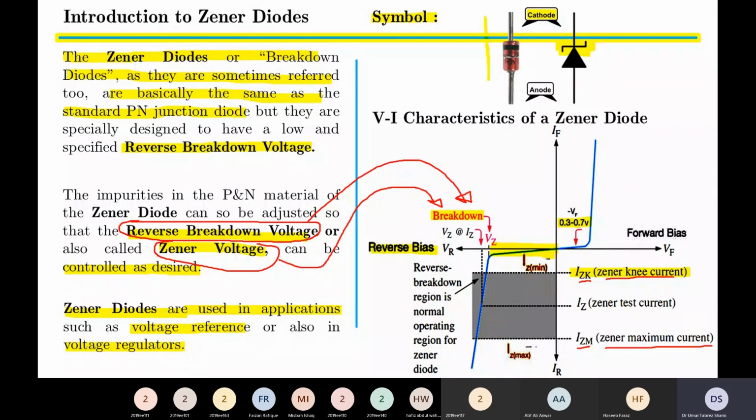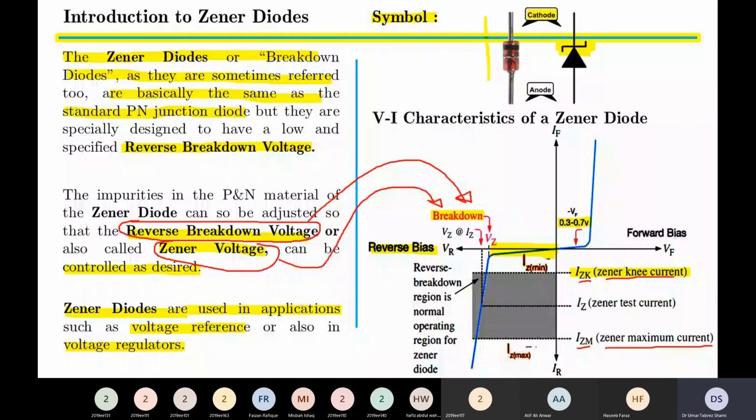And from the characteristics, we understand that in order to get Zener operation, that is to get a constant or almost constant voltage, we must ensure that a certain amount of current passes through the Zener diode, and this is called the Zener test current. So Zener test current is the current that must pass through the Zener diode, which will ensure that we are having a Zener voltage across the Zener diode.